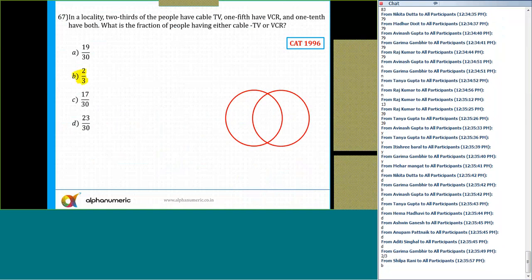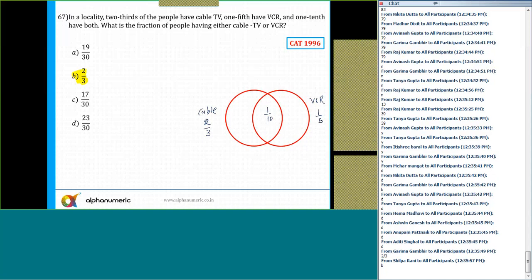Let's see here. It says in a locality, 2/3 of the people have cable TV. So let's say this is one set which belongs to cable TV. And 1/5 have VCR. So this is VCR. And 1/10 have both. So this is equal to 1/10. You can also take the LCM of 3, 10, 5 and do it accordingly.